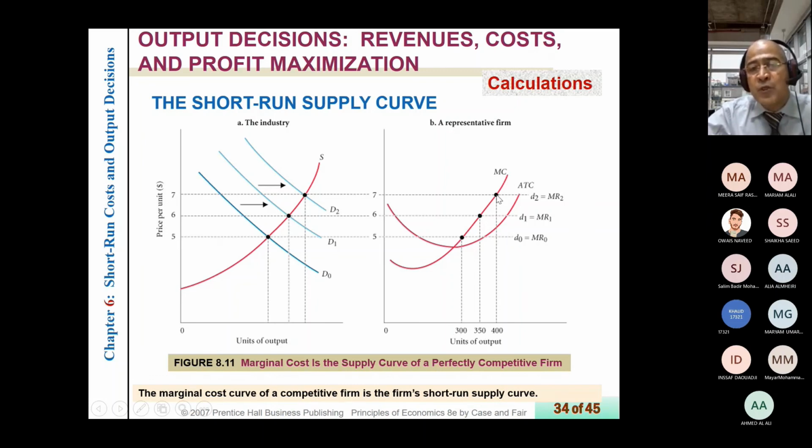So the rising portion of marginal cost, starting from the minimum point of average total cost and going up along the rising portion of marginal cost, represents the short-run supply curve. If you remember chapter 3, the supply curve represents the positive relationship between quantity supplied and its price. If you remember what I said when I explained the supply curve, I said the cost of the last kilos is behind the supply curve.